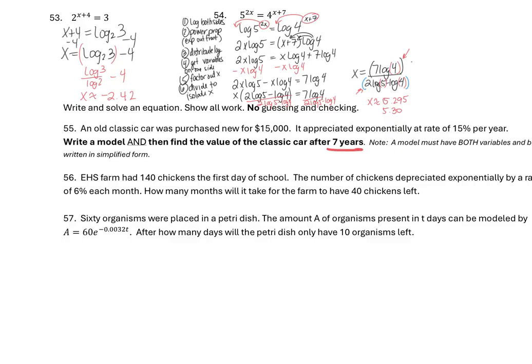So the equation starts its growth because it's appreciating, that means it's growing, as y equals a times 1 plus r to the t. We are not compounding anything, so we are not using the compound interest formula. So y is equal to 15,000 times 1 plus 0.15 to the t. This is the model. The model is the equation. I could also write that as 1.15 to the t.